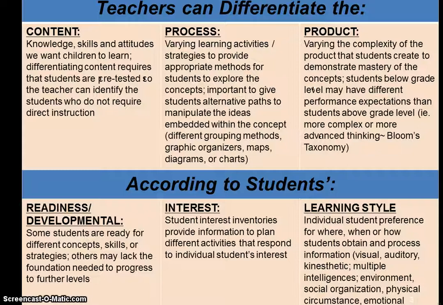Teachers can differentiate the content, the process, and the product, and we're going to be looking at these three pieces today. For the content, you look at the knowledge, skills, and attitudes we want children to learn. Differentiating content requires that students are pre-tested, whether formally or informally, so the teacher can identify the students who do not require direct instruction. You can also differentiate the process, where you vary learning activities and strategies to provide appropriate methods for students to explore the concepts.